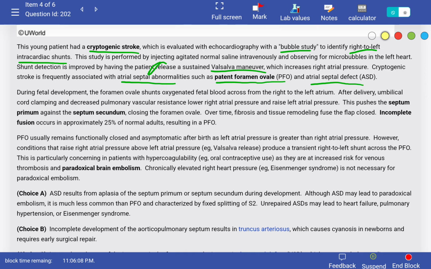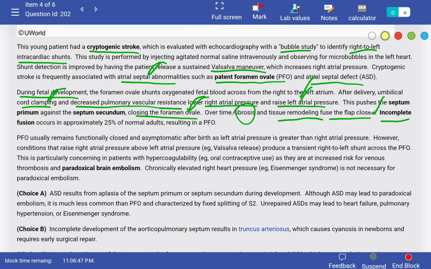Okay, and during fetal development, the foramen ovale shunts oxygenated fetal blood from the right to the left atrium, right? After delivery, the umbilical cord is clamped, and with decreased pulmonary vascular resistance, right atrial pressure is lowered and left atrial pressure is raised. So that would close it, okay? This pushes the septum primum against the septum secundum and closes the foramen ovale, as I talked about. Over time, fibrosis occurs and tissue remodeling fuses the flap closed.